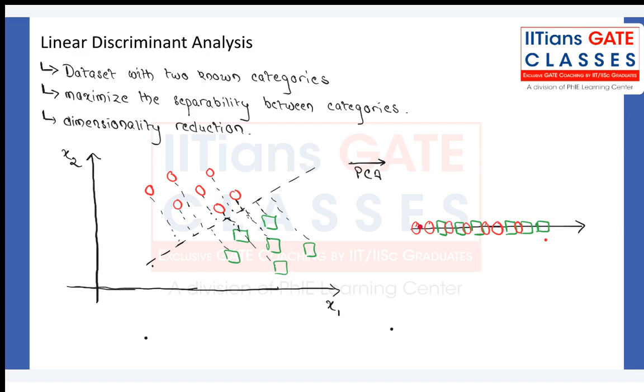So when I try to reduce the dimension using PCA, the reduced data set is no longer linearly separable. If I want to fit a line that separates these two classes, I cannot do so for the reduced data set.